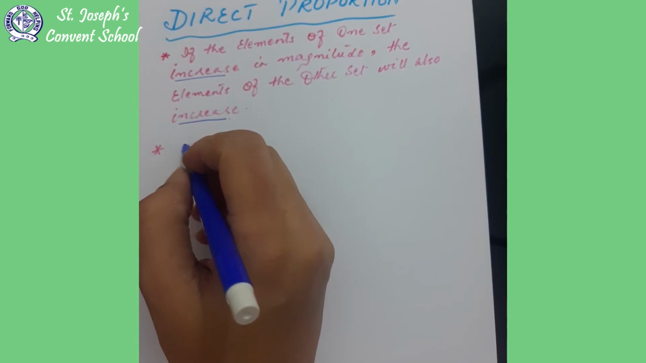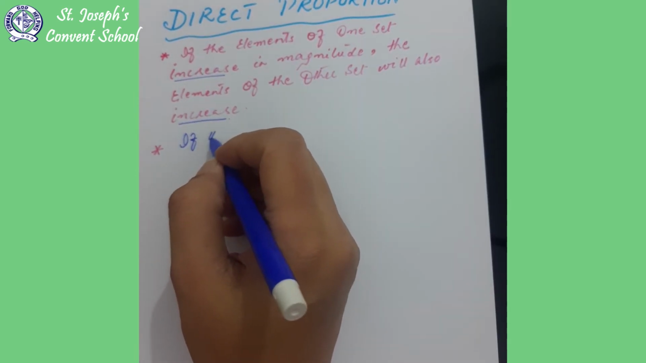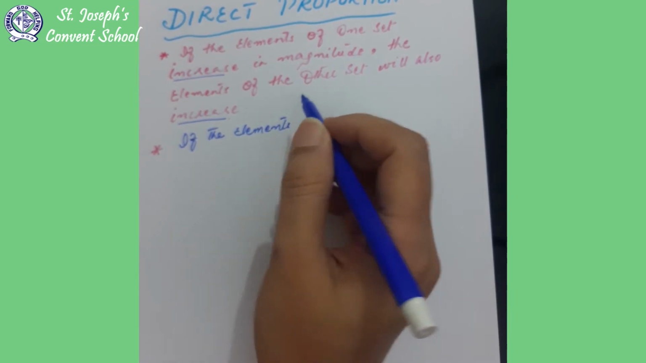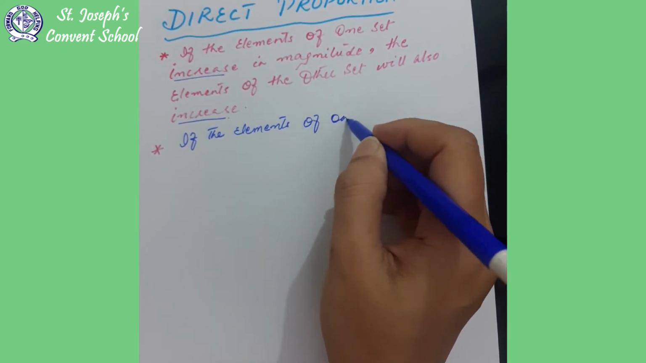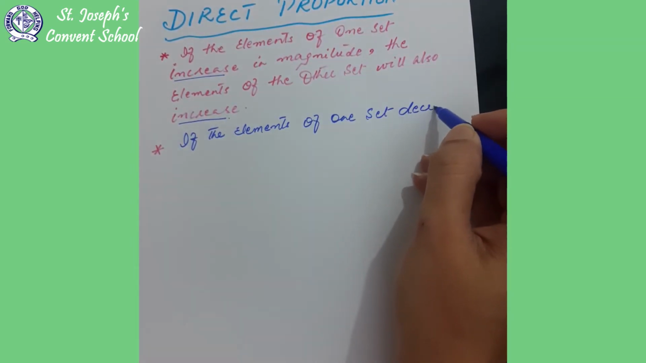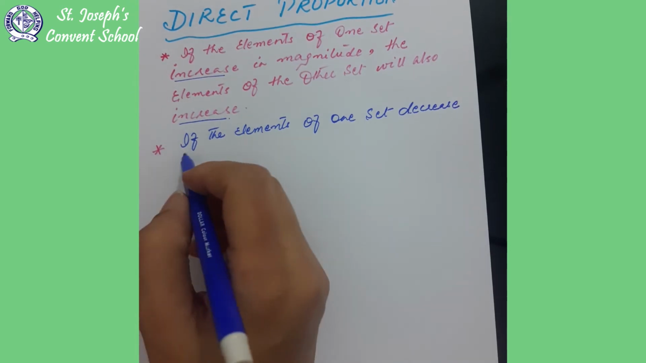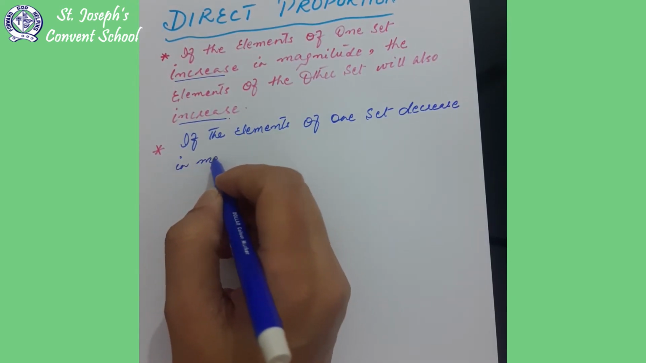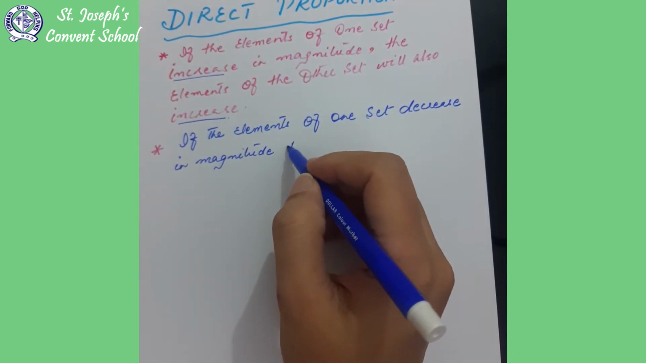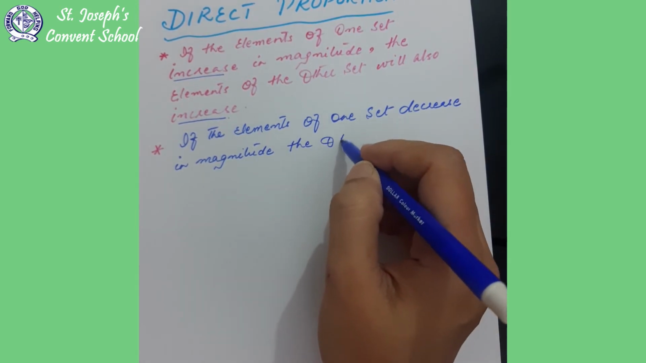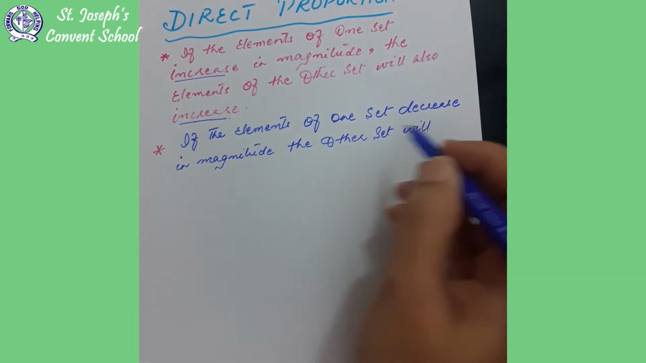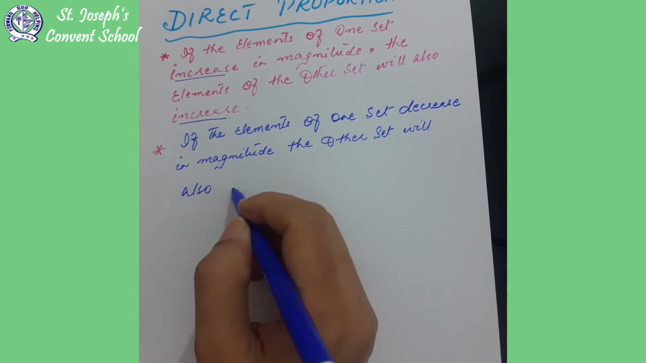So if they are decreasing, if the elements of one set decrease in magnitude, the other set will also decrease, okay? The other set will also decrease.